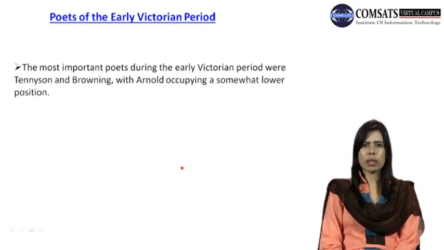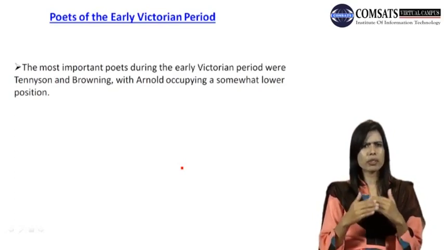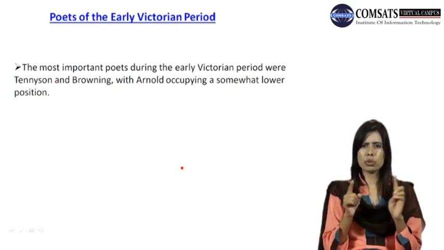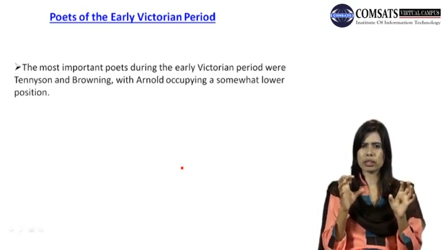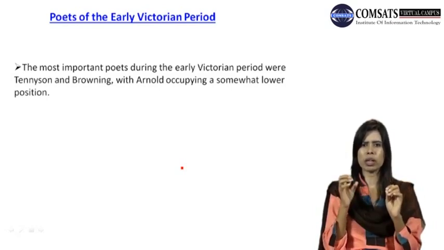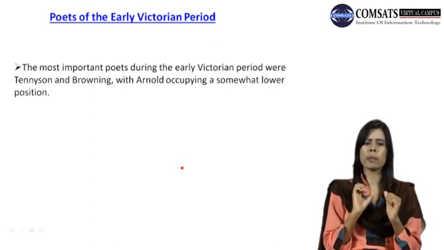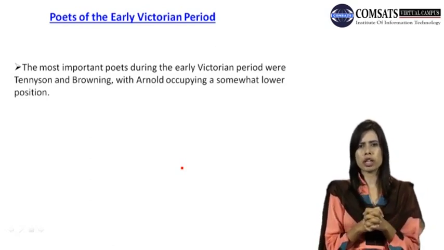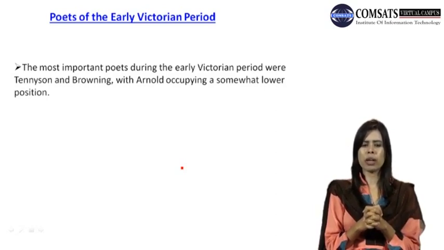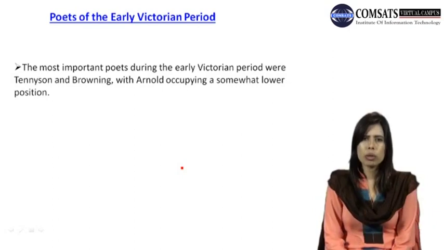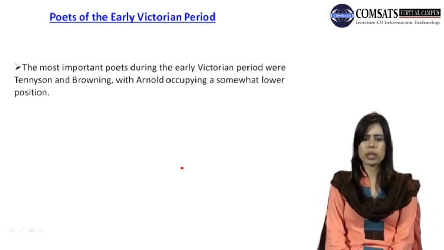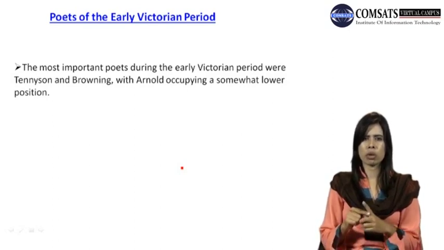Poets of the early Victorian period. Here we have divided the Victorian period into two further periods: the early Victorian period and the later Victorian period. Who were the poets in the early Victorian period? The most important poets during that period were Tennyson and Browning, with Arnold occupying a somewhat lower position. So, dear students, they were Tennyson, Browning and Arnold.